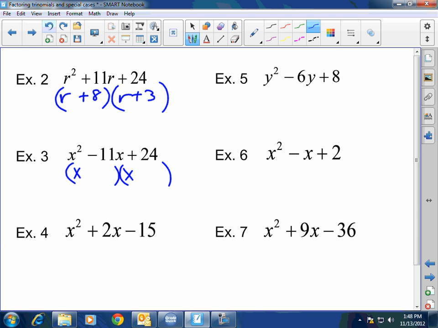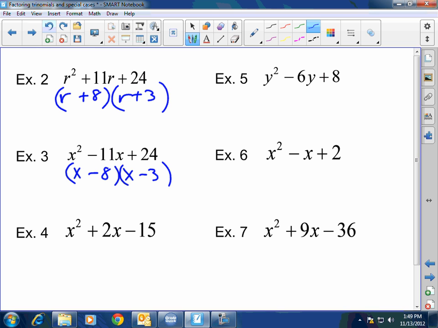What times what is positive 24, but when added together is negative 11? Negative 8, negative 3. Remember how I told you when it's negative plus, it's going to be a negative and a negative? See, you don't have to put in the signs, but like I said, it's good to remember, okay? But the way I teach it, you have to know what signs are there because only negative 8 times negative 3 can equal positive 24, but when added together equal negative 11.